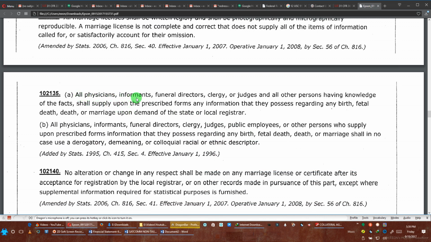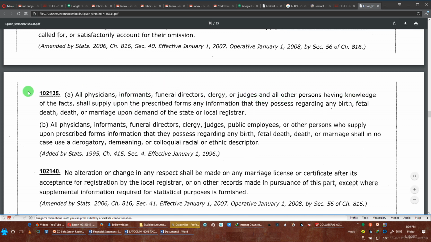Pay attention. All physicians, informants, funeral directors, clergy, and judges, and all other persons having knowledge of the facts shall supply upon prescribed form any information they possess regarding the birth, fetal death, marriage, upon demand of the state or local register. All physicians, informants, funeral directors, clergy, judges, public employees, and other persons who supply upon prescribed form information that they possess regarding the birth, fetal death, marriage, shall in no way cause use of derogatory, demeaning, or colloquial, racial, or ethnic descriptor.